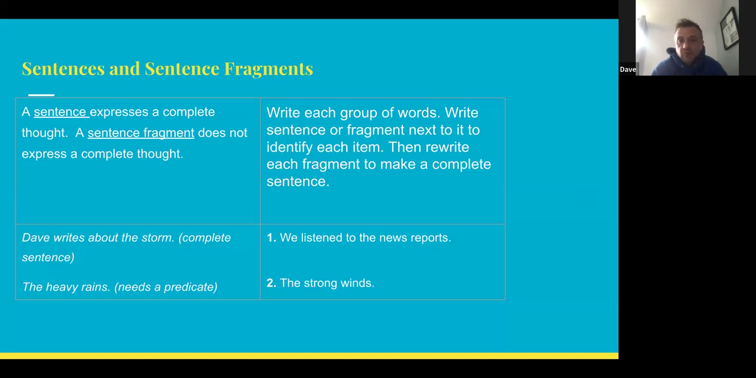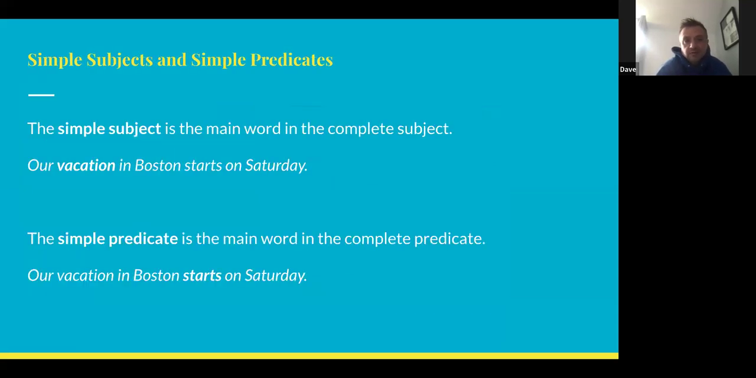So, number one on this side, we listened to the news report. It has a subject, we, has a predicate, a verb, listened. Okay? To the news report, that's our direct object. But we have our subject and our verb. Now, number two, the strong winds. We have our subject, the strong winds, but we do not have our predicate. We don't have our verb. Okay, so that is a sentence fragment. That's not a sentence.